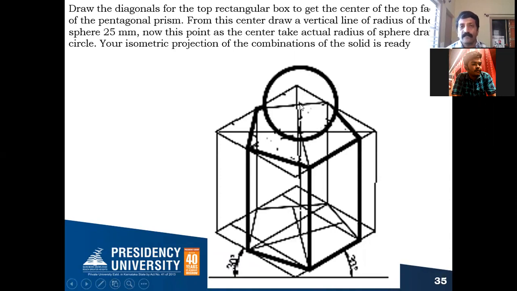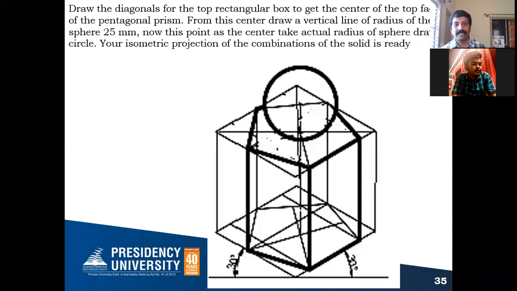Now after identifying this point, the actual radius is 25 millimeters, that is a sphere. From this center you draw the circle, actual radius. So your sphere is ready, which is placed above your pentagon prism like this. This is how you have to complete the pentagon prism, above that the sphere is placed.